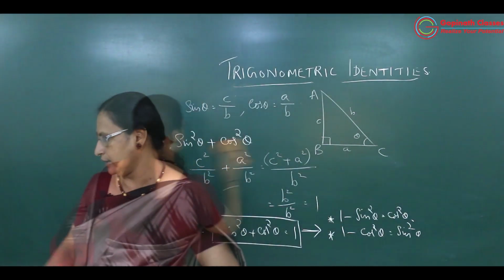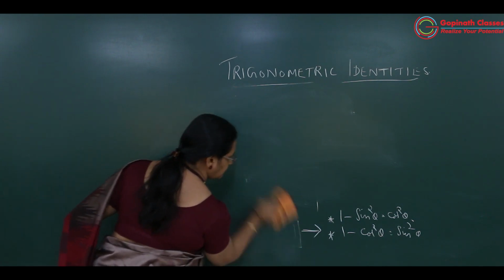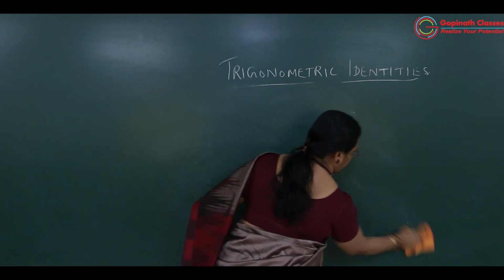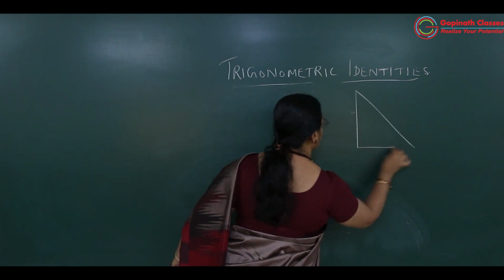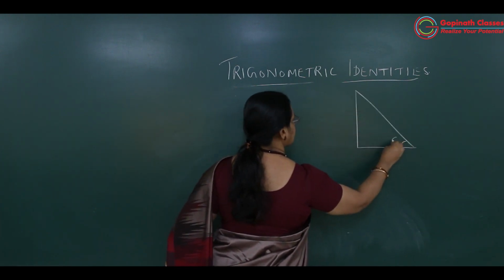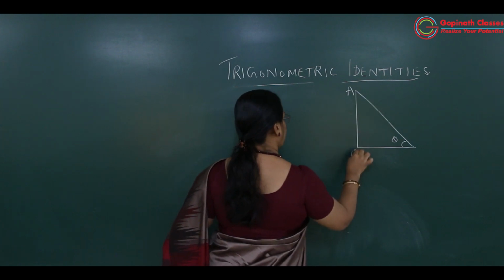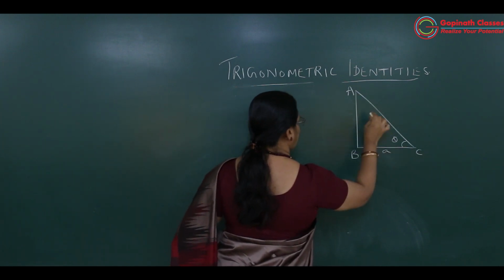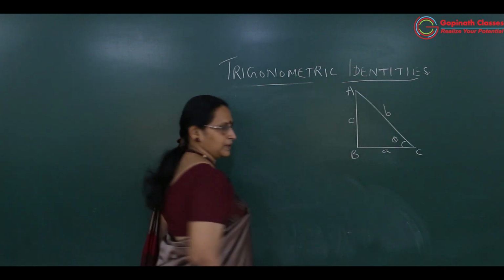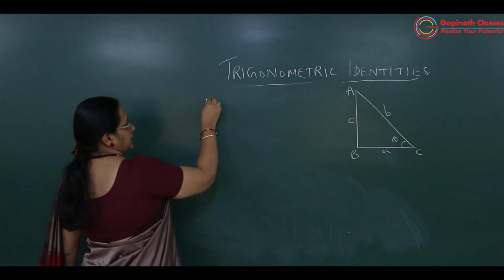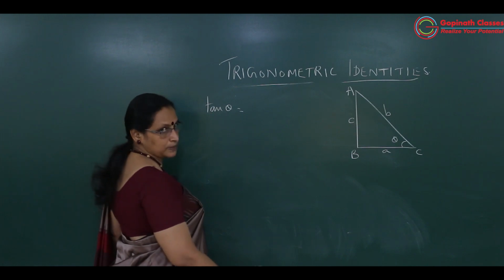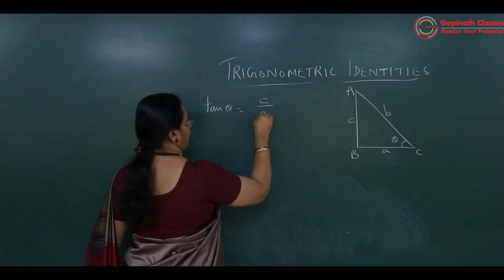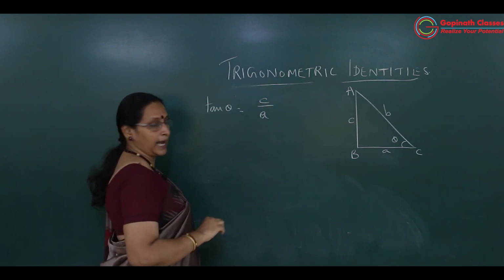Come to the second one. Using the same triangle we can prove it. I am using the same triangle, giving this as theta. This is A, this is B and this is C. Now, first I am writing tan theta. What is tan theta? Tan theta, you know, is opposite side by adjacent side, which is C by A. I am squaring it and adding 1 to it.